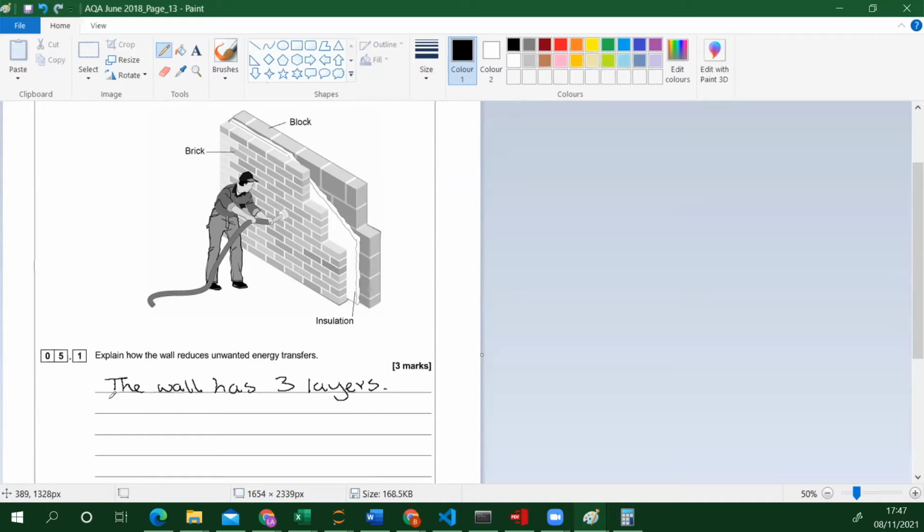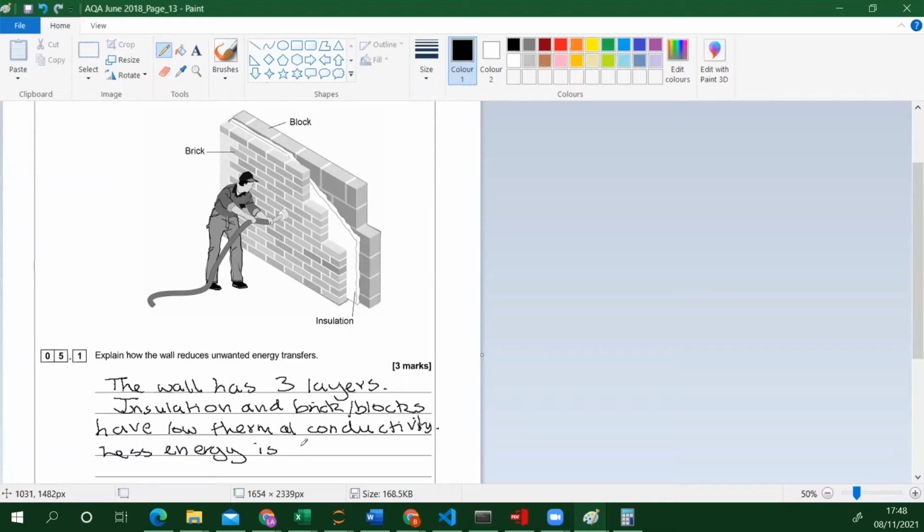So the insulation and the brick and brick and blocks. We know them as breeze blocks. Those things, breeze blocks, have low thermal conductivity. So less energy is transferred by conduction.